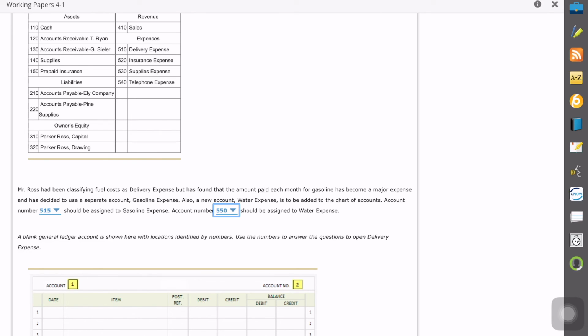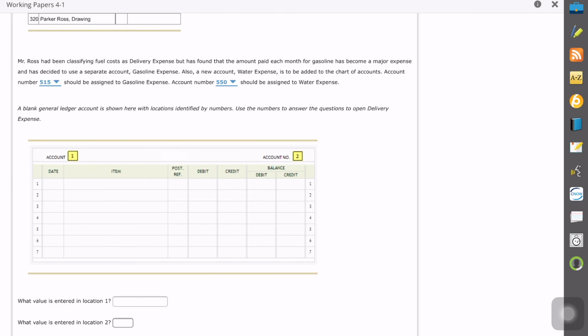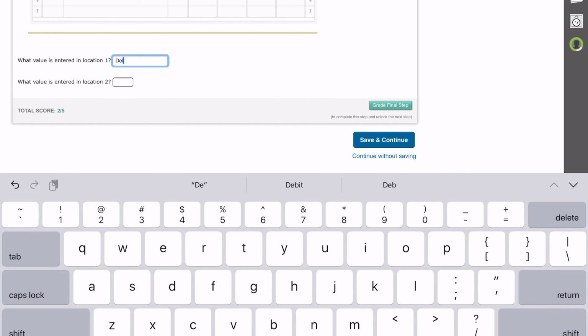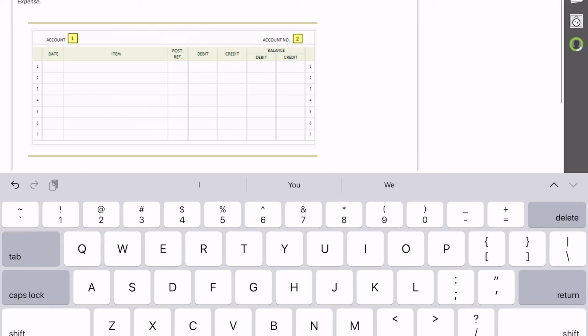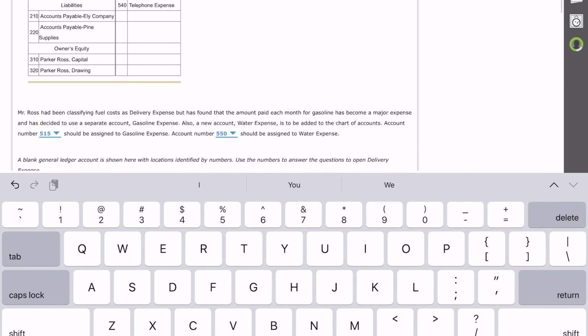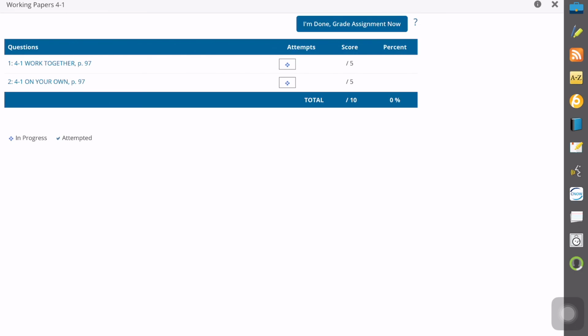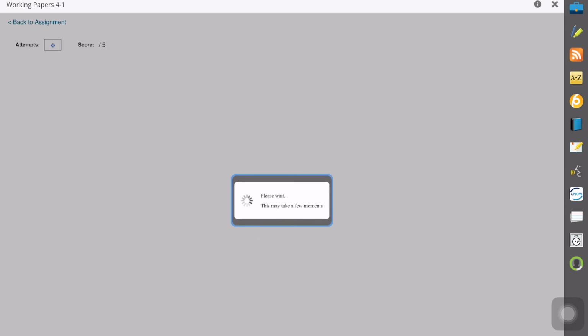A blank general ledger account is shown here with locations identified by numbers. Use the numbers to answer the questions to open up delivery expense. So what value is entered in location 1? The value that's going to go into delivery expense is 510. And that is your work together problem.